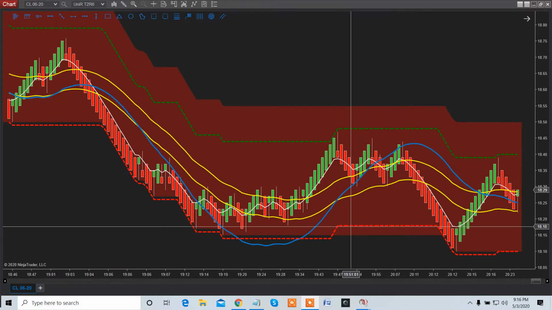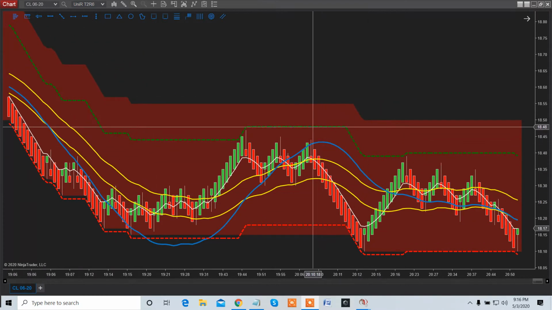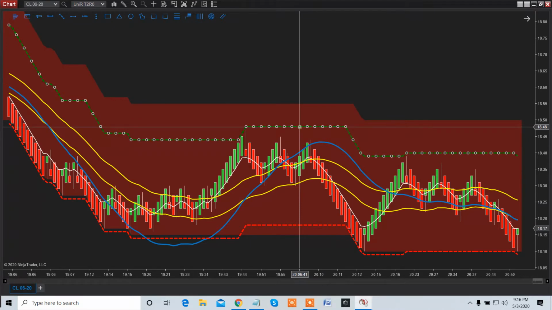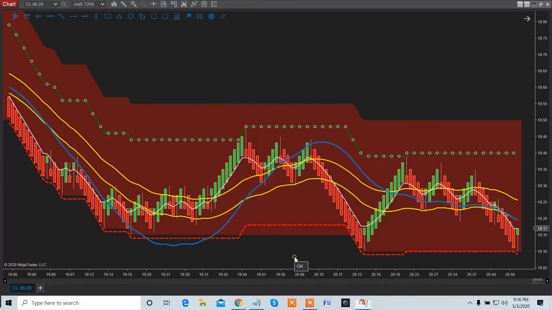Okay, settings on this program. It's the 1007 price action channel. Upper zone would be vertical shift 0.15. If it was NQ, for the same lines to act it should be about 15. Inside size 0, outside size 28.